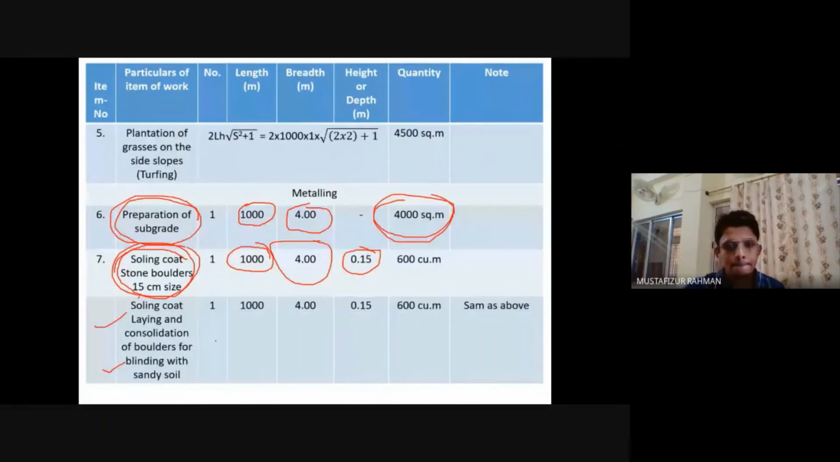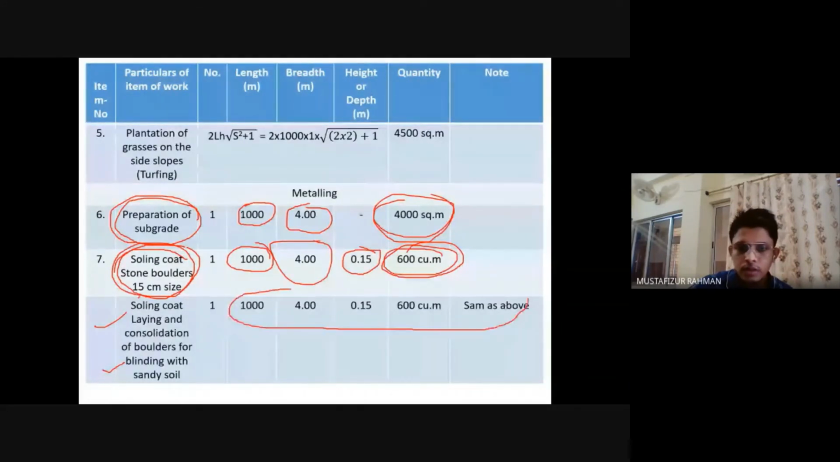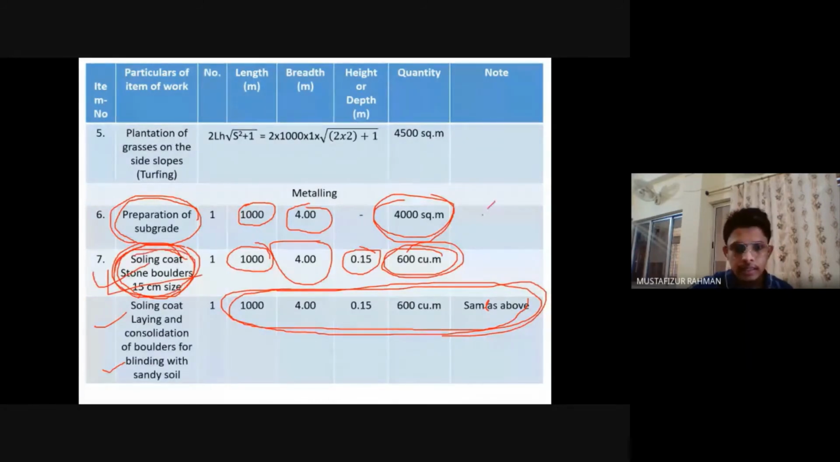So this is the value. Then we have to mix these stone boulders with sandy soil, which is exactly the same amount. This would have been the same. So this is exactly the same as the above criteria. So this is the actual stones required. The length is 1000 meter of intercoat, and we have the top coat.